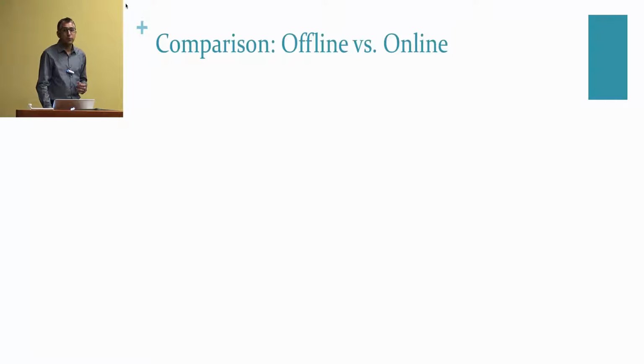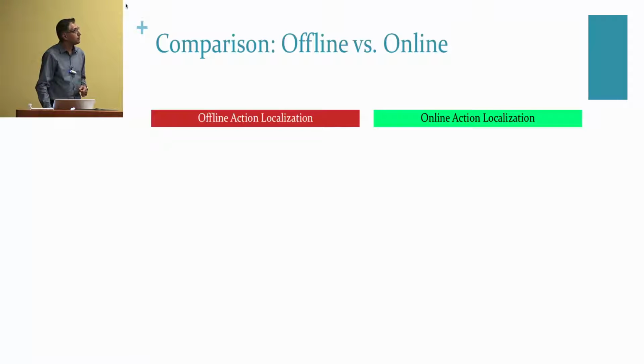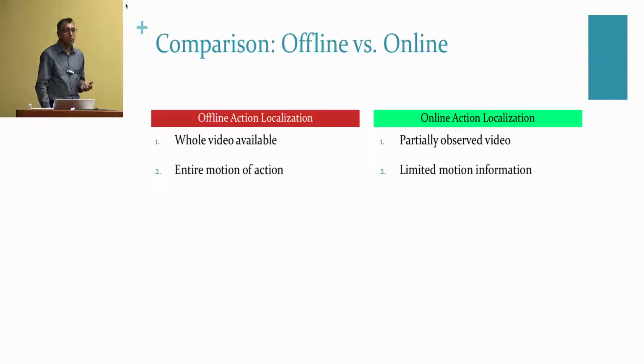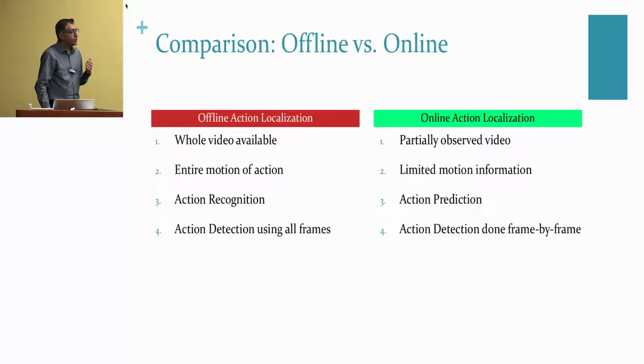I would like to highlight the differences between offline and online action localization. In offline, you have the entire video available for recognizing the action as well as detecting it, as compared to online where we're looking at partially observed video. In offline, you have the entire motion of the action visible because you have the entire video present in front of you. As compared to online, you have limited motion information, so it's more challenging. Hence, it becomes a recognition versus a prediction problem. In terms of detection, you can use all the frames for offline action localization. However, in online, you have to detect frame by frame. Hence, it's more difficult, more challenging.